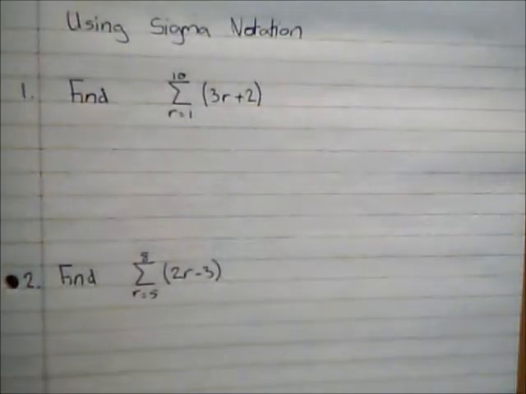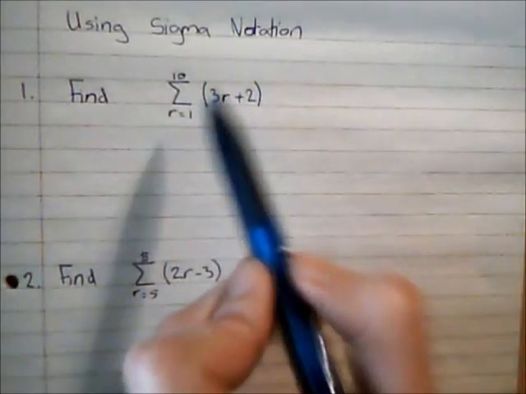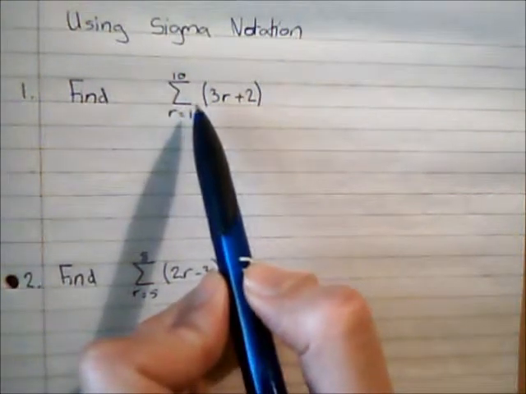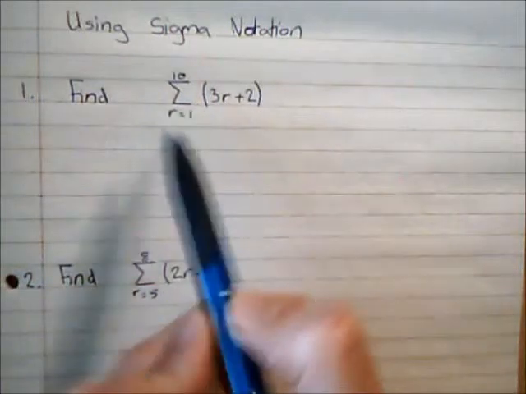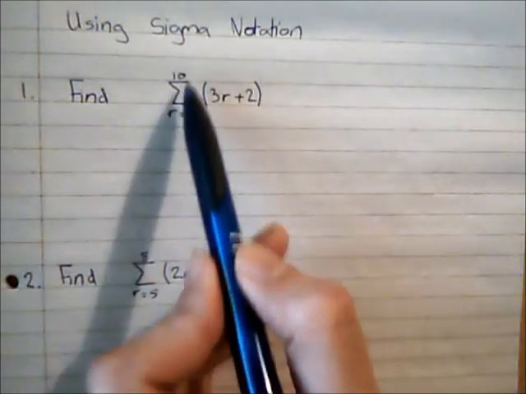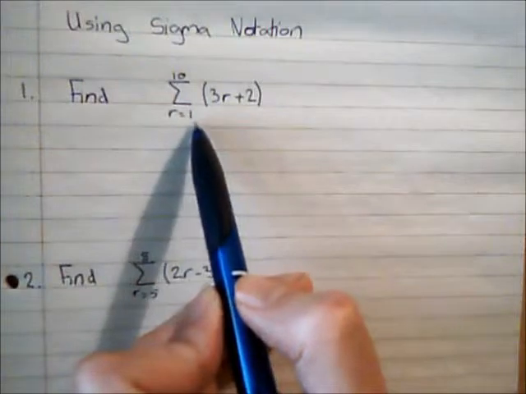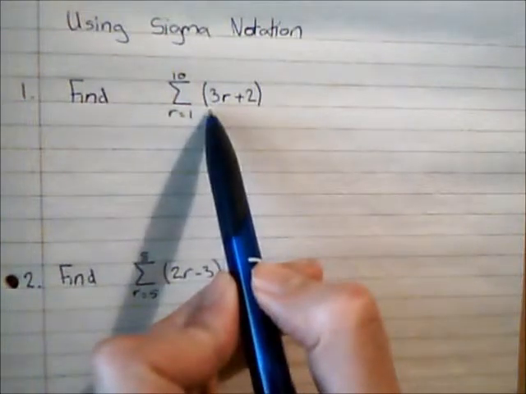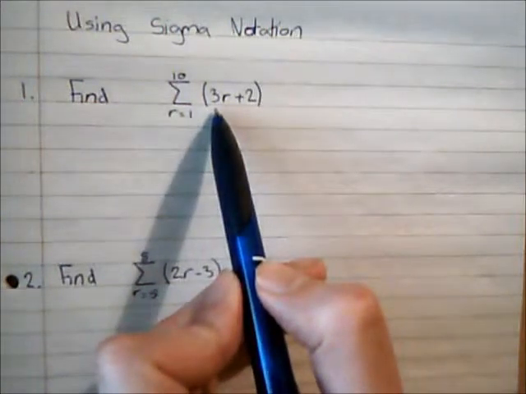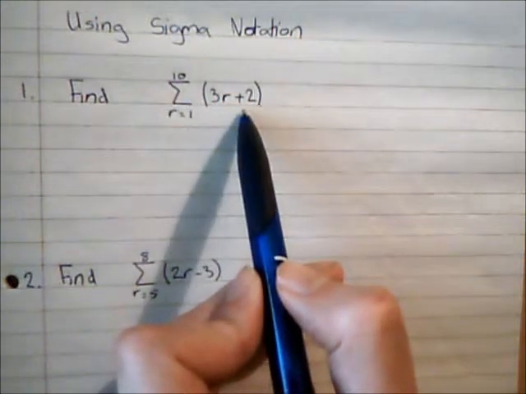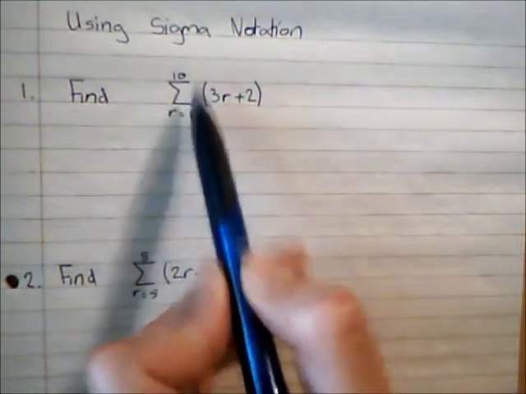In this video we're going to look at using sigma notation for the sum of a series. So we use the sigma sign to represent a sum, and below and above we have the limits of this sum. So we want to find the sum of the series given by the formula 3r plus 2 for values of r between 1 and 10.